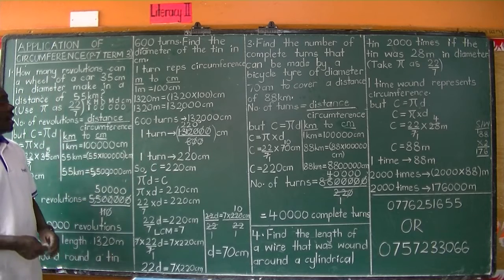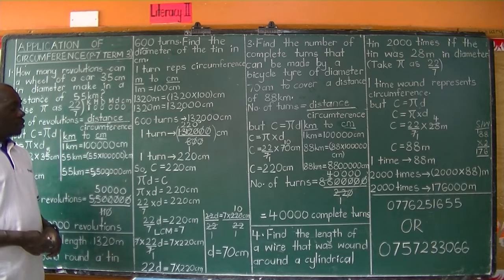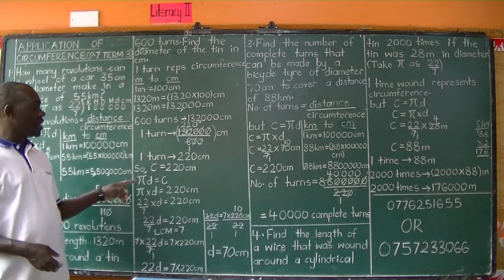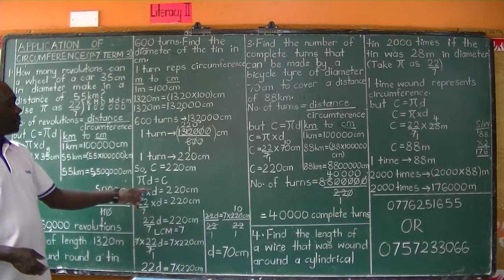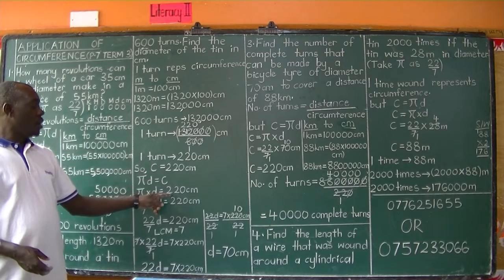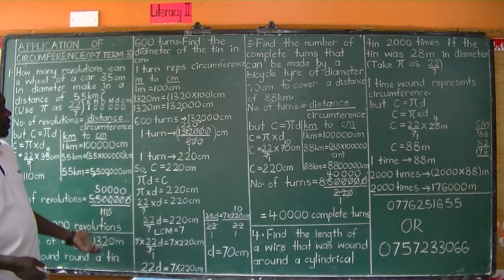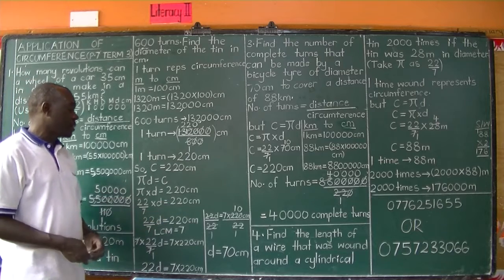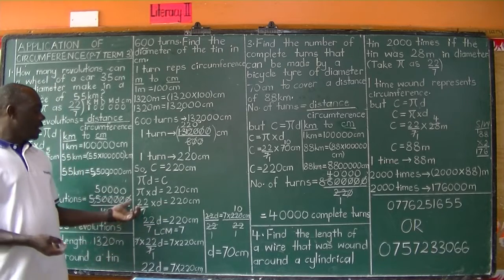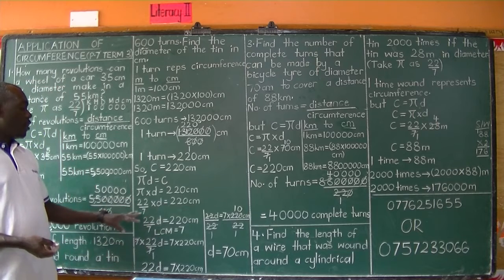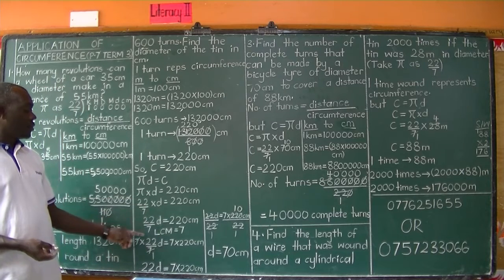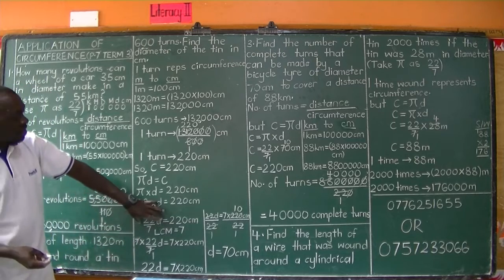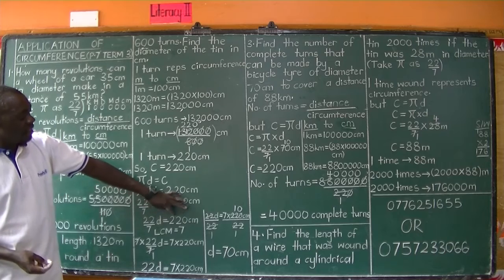Now find the diameter of the tin whose circumference is 220 centimeters. So what is the diameter? We say pi d equals circumference. Pi times d equals 220 centimeters. Take pi as 22/7, that's 22/7 times d, which equals the 220 centimeter circumference. And now we multiply. So we've got 22 over 7 times d, which is 22d over 7. 22d over 7 equals 220.